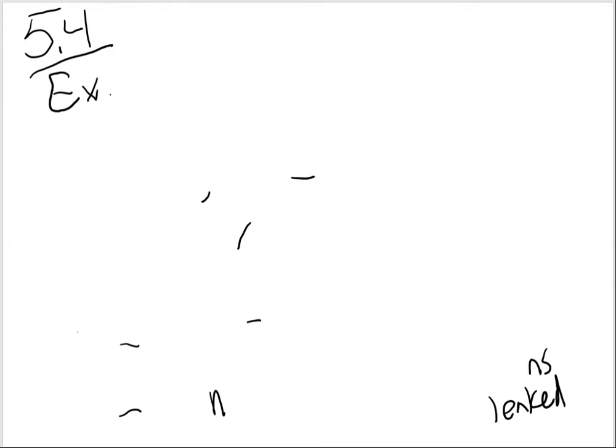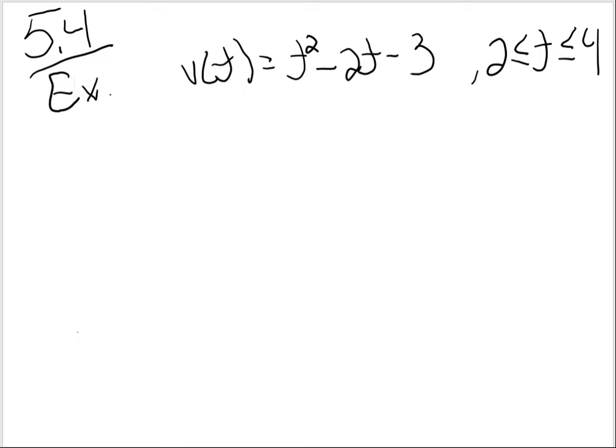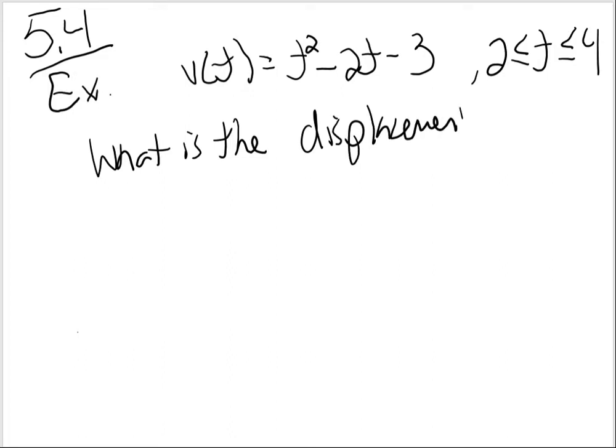Okay, so let's do another example. Let's say I have velocity at time t is t squared minus 2t minus 3, and my t is ranging from 2 to 4. What is the displacement and the distance traveled?